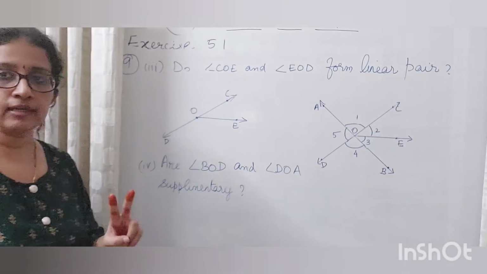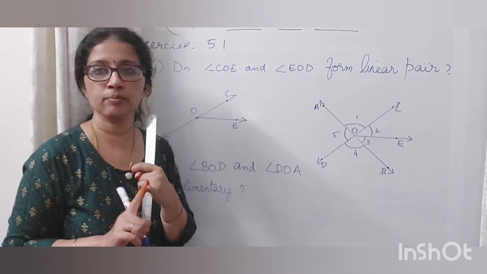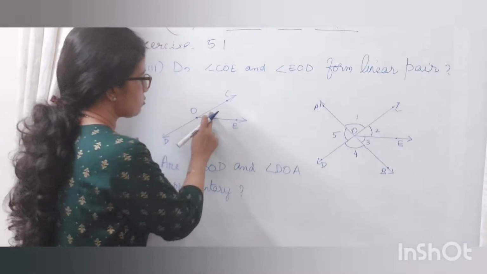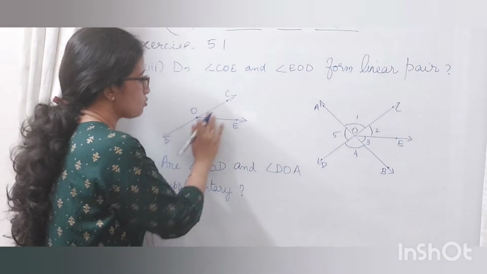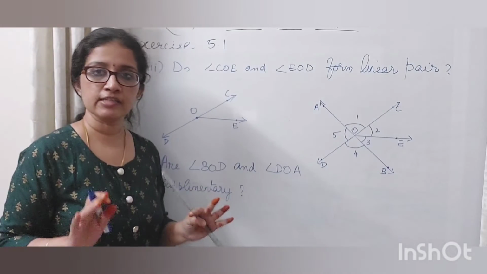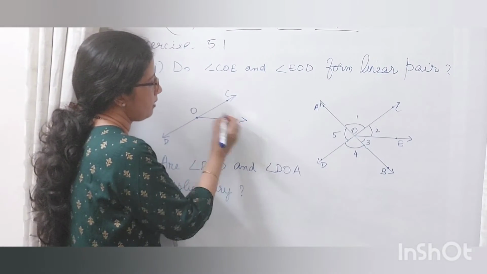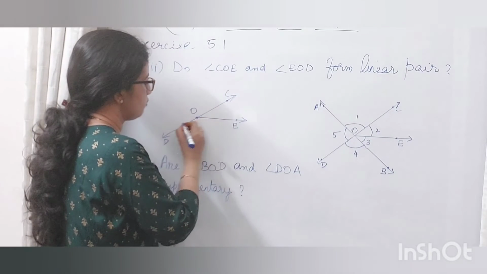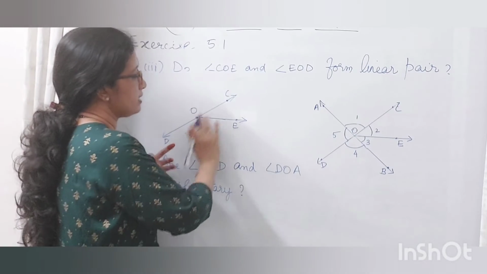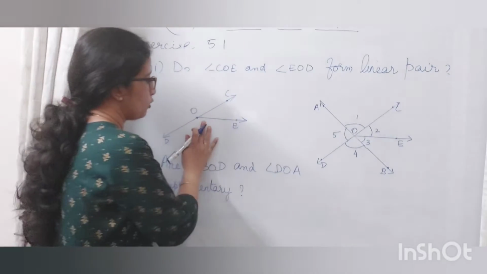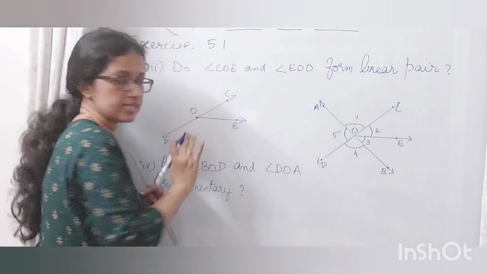What are the conditions for a linear pair? If two angles form a linear pair, the first condition is they should be adjacent angles. Are these two adjacent angles? Yes, they are adjacent angles, right? Because these two satisfy all the conditions for adjacent angles. They have a common vertex, a common arm, the two non-common arms are on either side of the common arm, and they don't have any overlapping portion. So these two angles are adjacent angles.